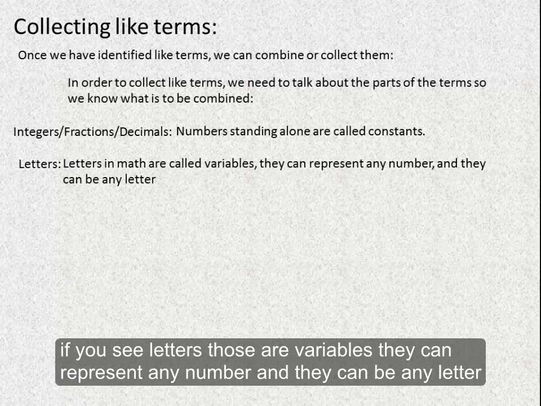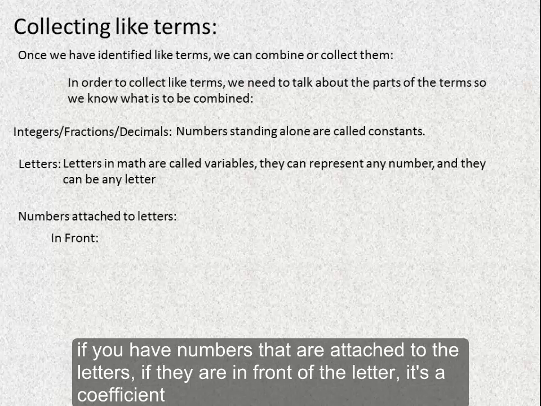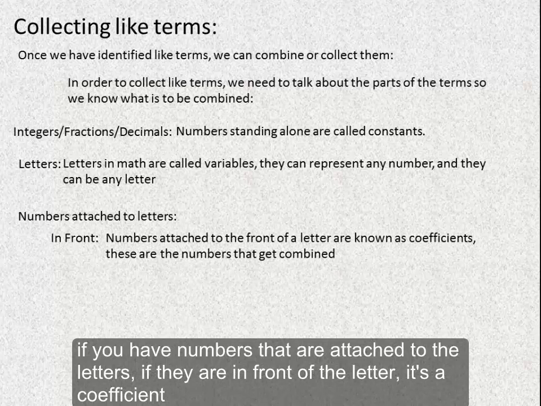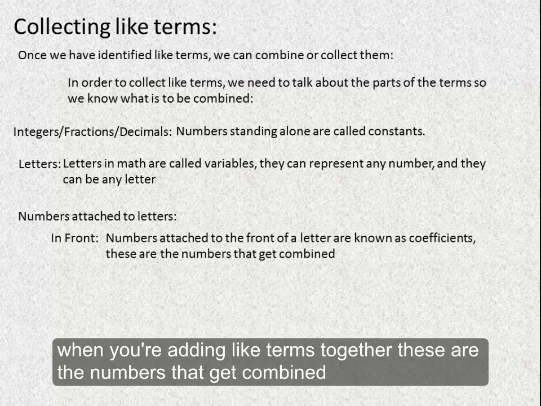If you see letters, those are variables. They can represent any number and they can be any letter. If you have numbers that are attached to the letters, if they are in front of the letter, it's a coefficient. When you're adding like terms together, these are the numbers that get combined.